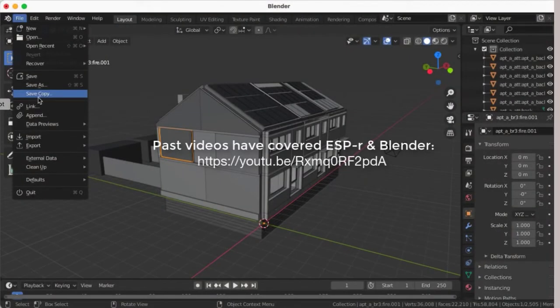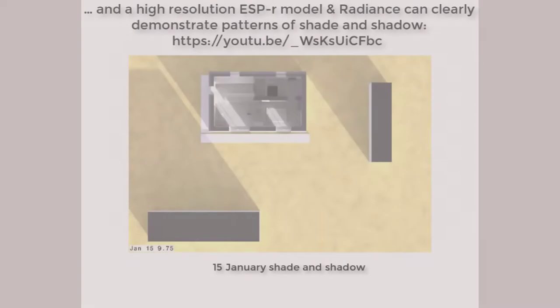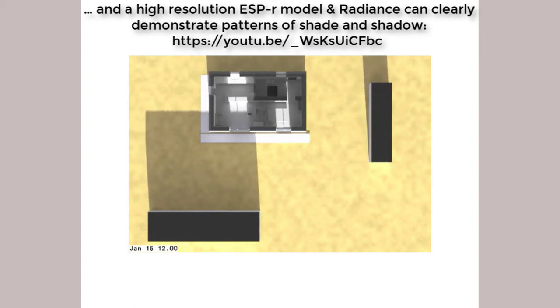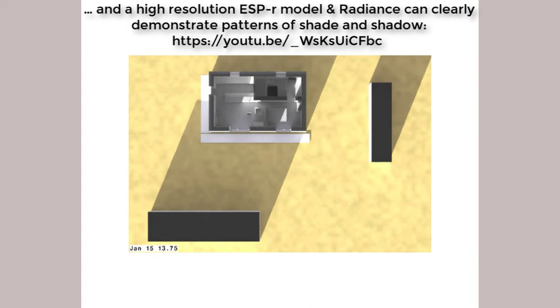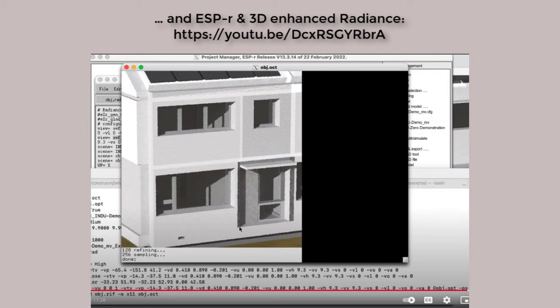In past videos, we've looked at exporting ESP-r models to Blender to gain insights into building simulation models. Of course, ESP-r has worked with Radiance for more than a decade. And there's a link which shows a classic use of ESP-r and Radiance. And here's another video which shows how high-resolution ESP-r models and Radiance can work better to enhance our understanding of patterns of shade and shadows in thick facade buildings. With the introduction of an export to wavefront object files for use in Blender, this also allows for enhanced use of Radiance. And there's another video which shows that process.